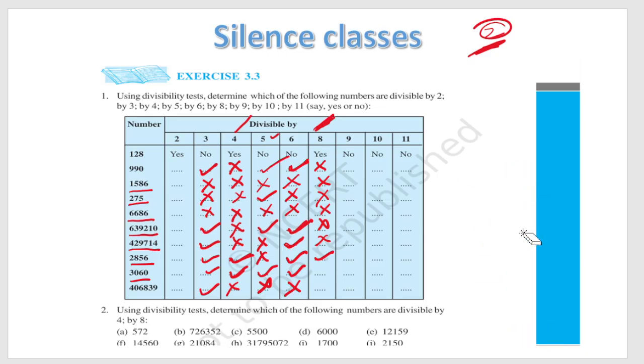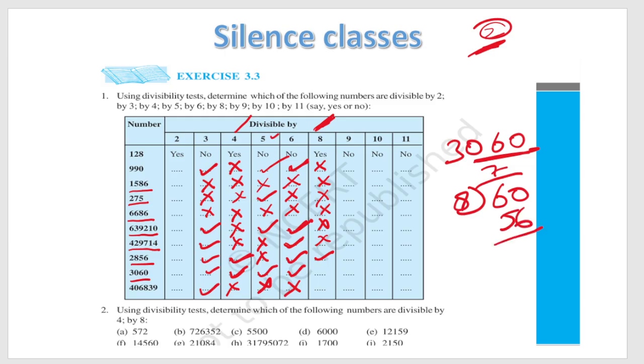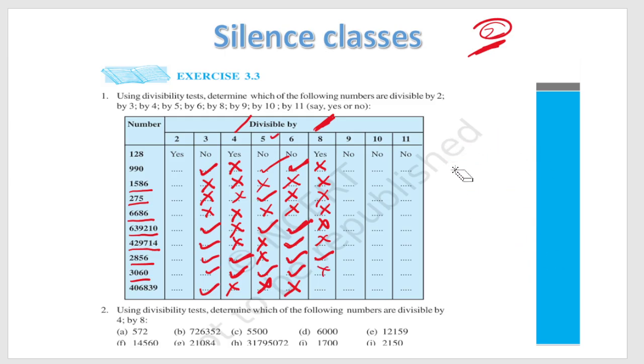Now let's move to the next question, that is 3060, and the last 3 digits are 060, so we take 60. 4 is the remainder, so this number is not divisible by 8.